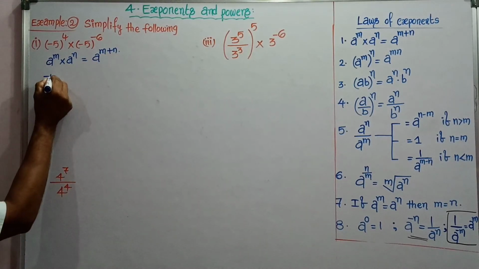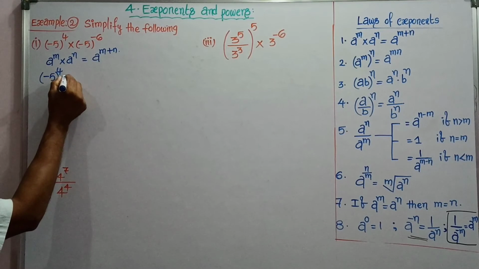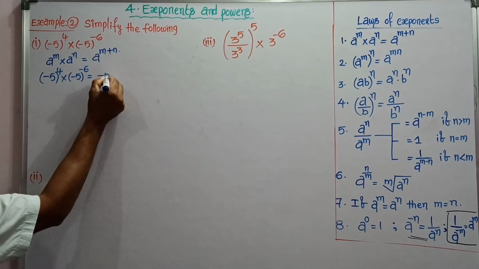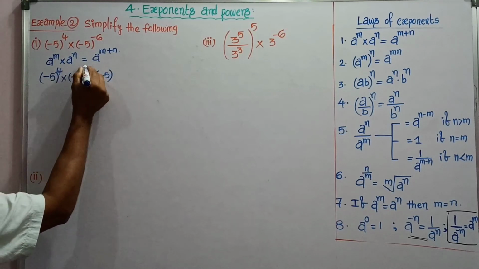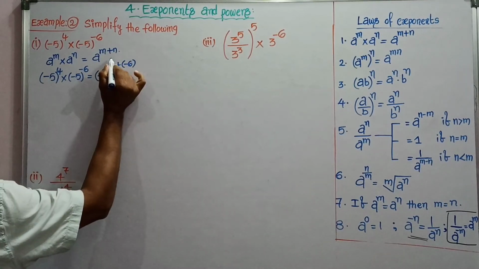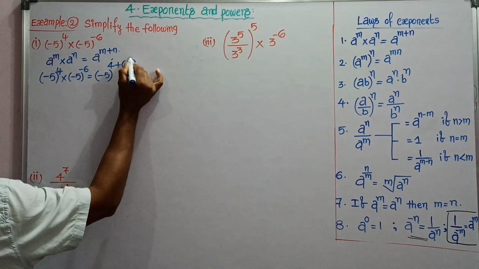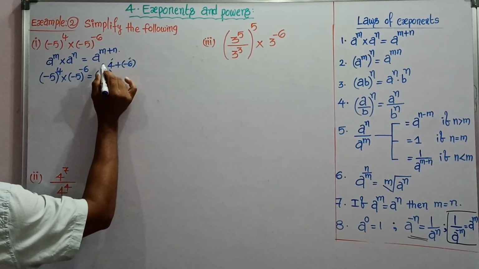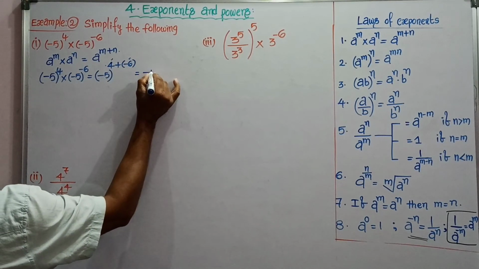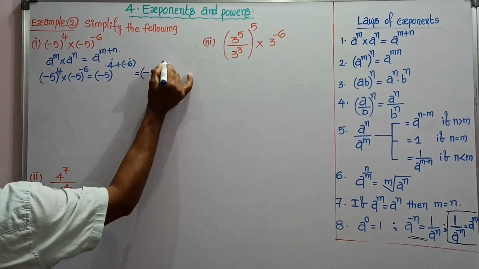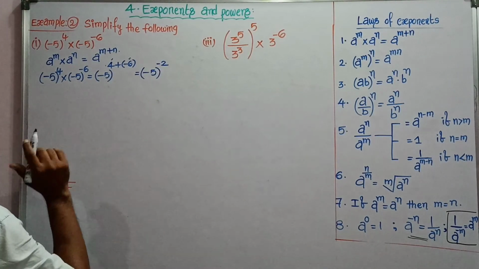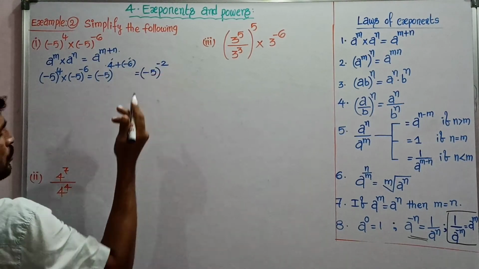In a similar manner, (-5)^4 into (-5)^(-6) is equal to (-5)^(4 plus of minus 6). That is, we have 4 girls, 6 boys. Boys are denoted by negative, girls are denoted by positive. So, 2 boys are in excess, so we write the negative symbol. That can be written as (-5)^(-2). In other words, 4 plus of minus 6 is equal to minus 2.